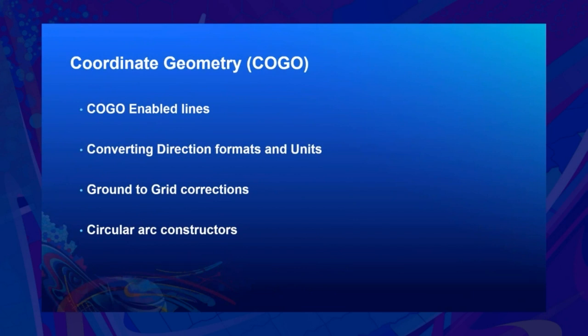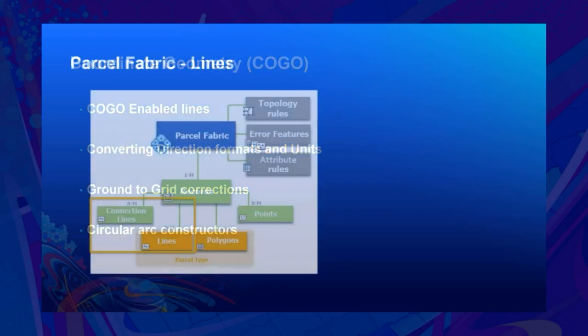In this section, I'll talk about what it means for lines to be COGO enabled. Also about converting between different direction formats and units, looking at how to get and set grounded grid corrections, and then also creating circular arcs in a COGO environment.